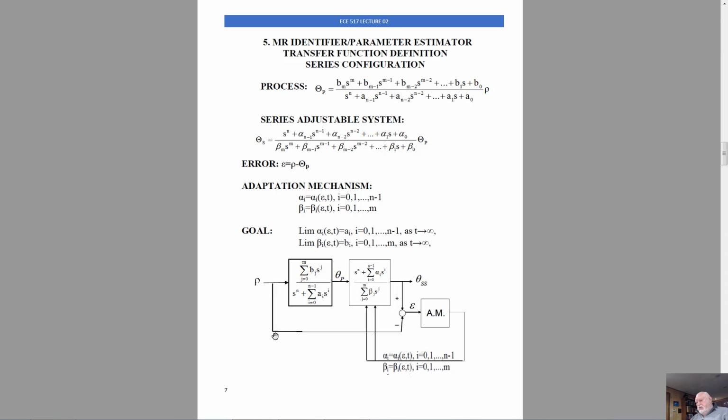And of course, in this case, you understand why we extract the error. Error is defined as a difference between output of these two modules placed in series and the input signal. Obviously, if we are successful in estimating parameters, then the error will be equal to 0. The transfer function of this path will be equal to 1, and the goal will be achieved. And as I said, our goal is to make sure that alphas are equal to A's and betas are equal to B's as time approaches infinity.